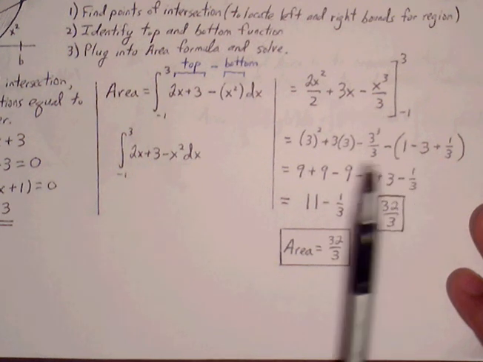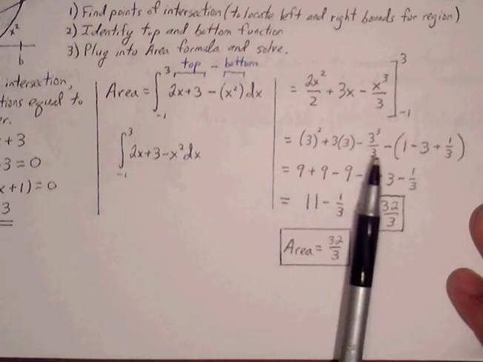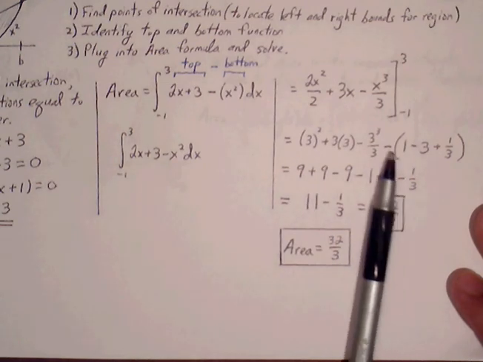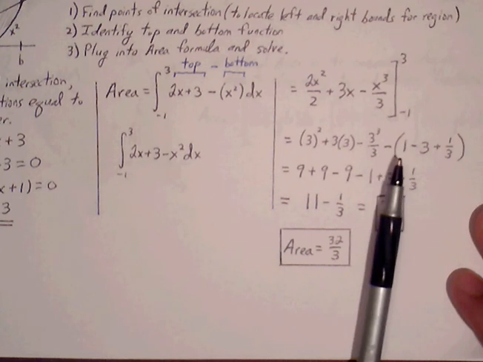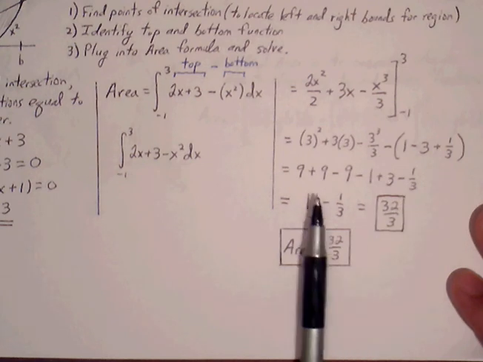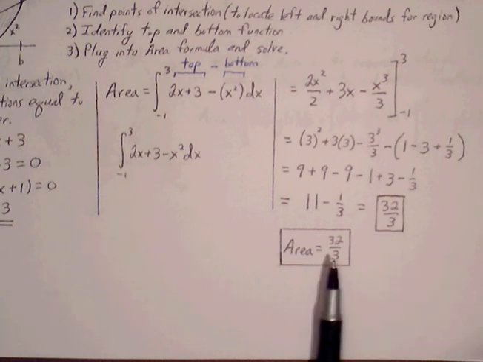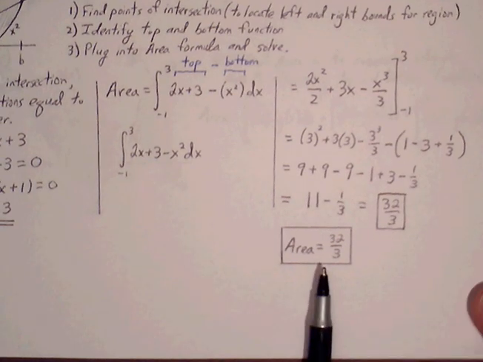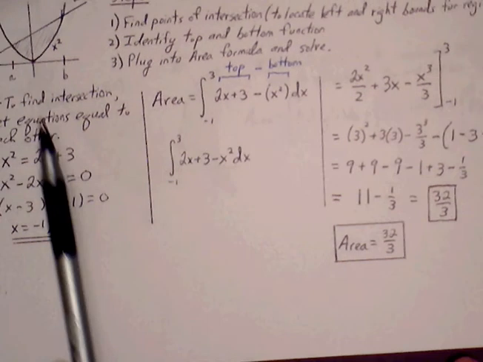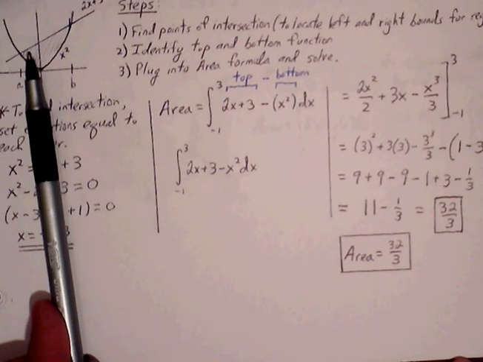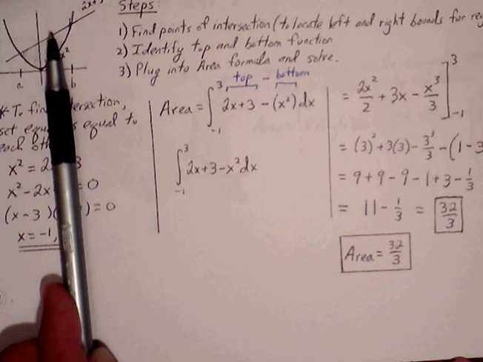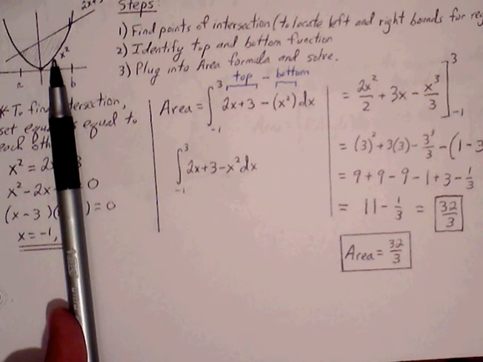So this is f of b minus f of a, and we simply distribute, combine terms, and we're left with 11 minus 1/3, which is 32 over 3. So 32 over 3 is the area of the shaded region created by the enclosed region from these two functions.